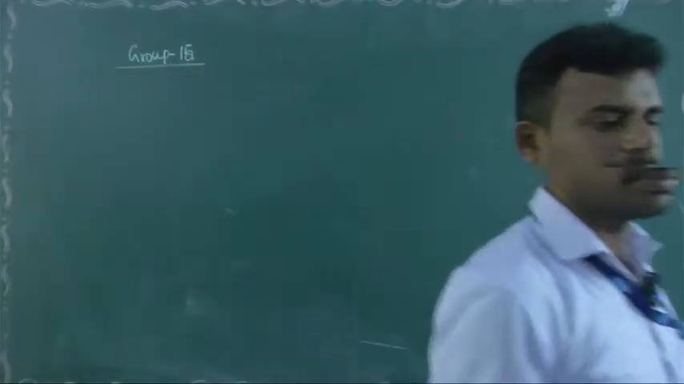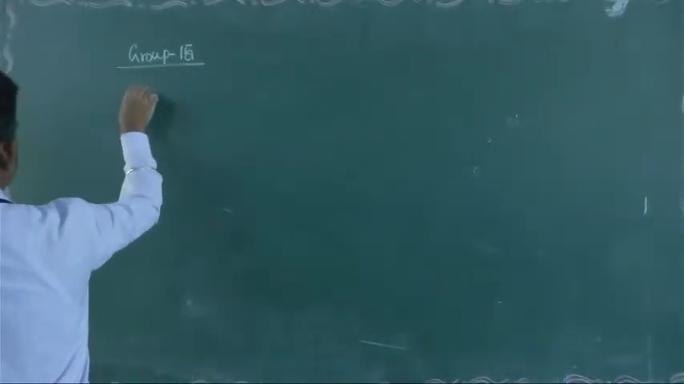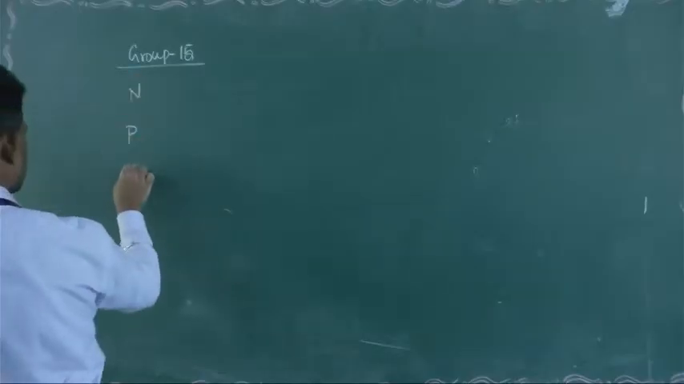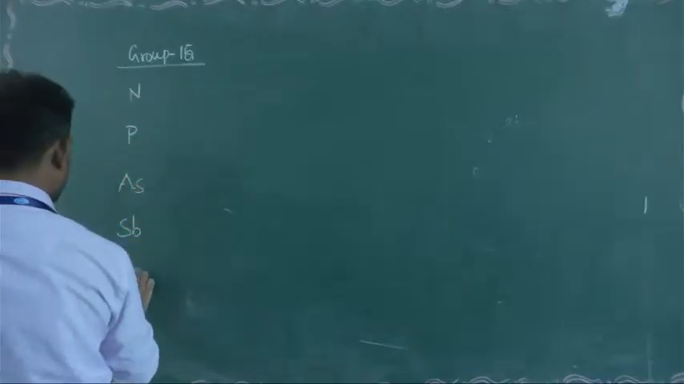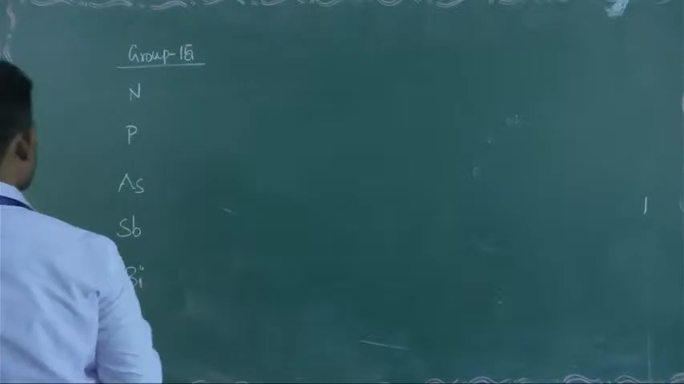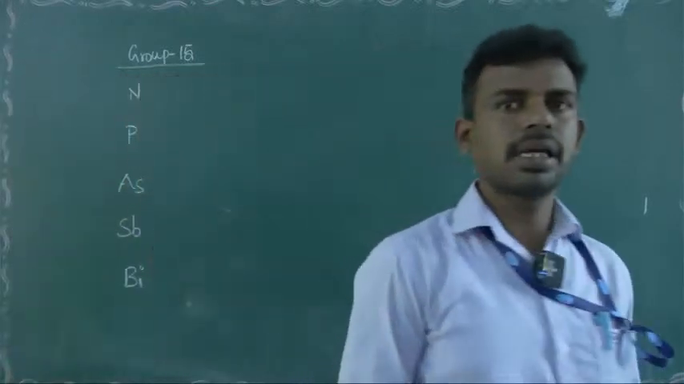Okay. Next we are going to discuss group 15, that is the nitrogen family. என்ன family? Nitrogen. Is it clear? என்ன elements இருக்கும்? Just I will list out the elements. Nitrogen, phosphorus, arsenic, antimony, bismuth. Nitrogen, phosphorus, arsenic, antimony, bismuth. Is it clear? So what is the atomic number in this case?